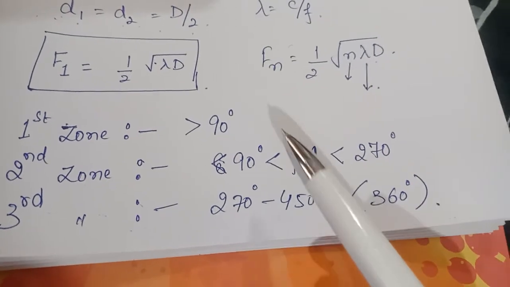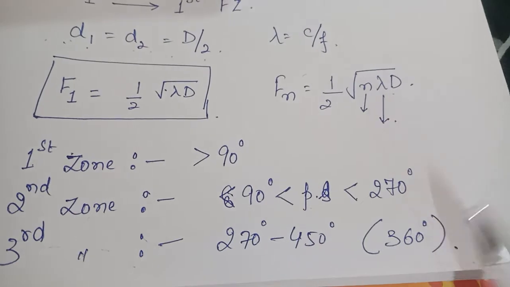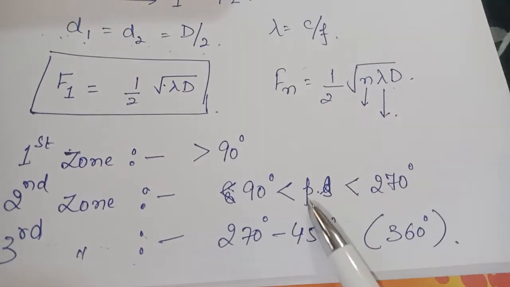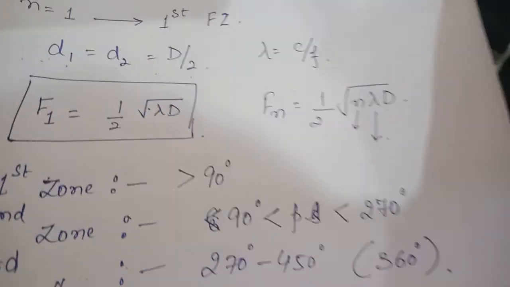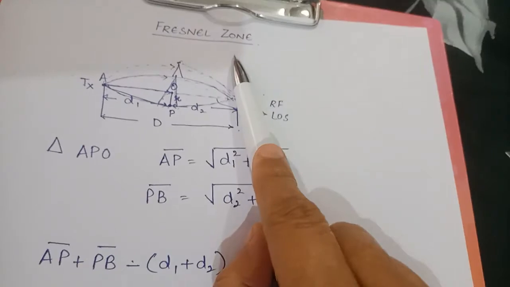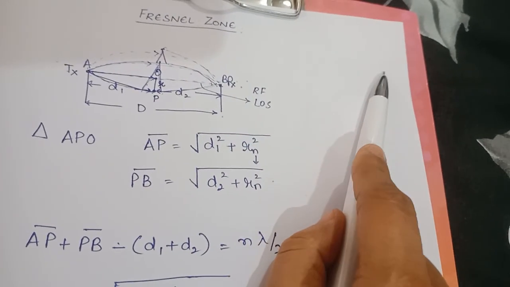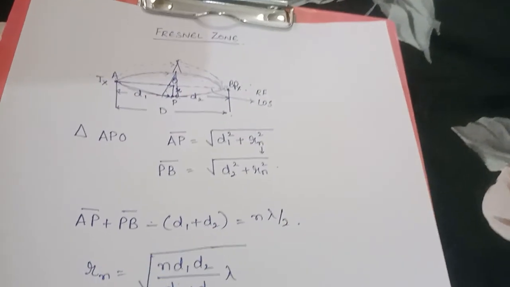So on the basis of these phase shifts, we can calculate the total interference encountered by a signal if it encounters an obstacle. The vector sum of these Fresnel zones will give the total electric field strength of the signal at the receiving side. So this is all about your Fresnel zone.